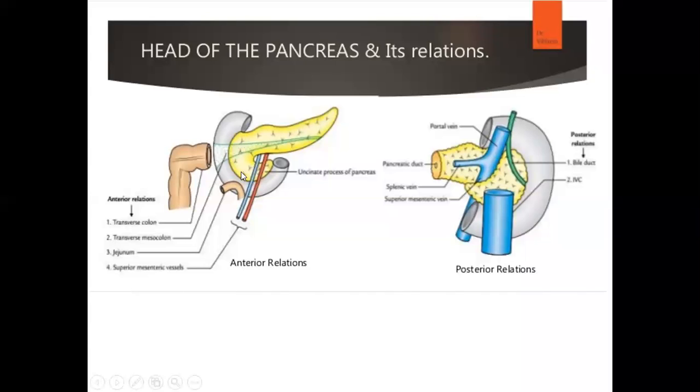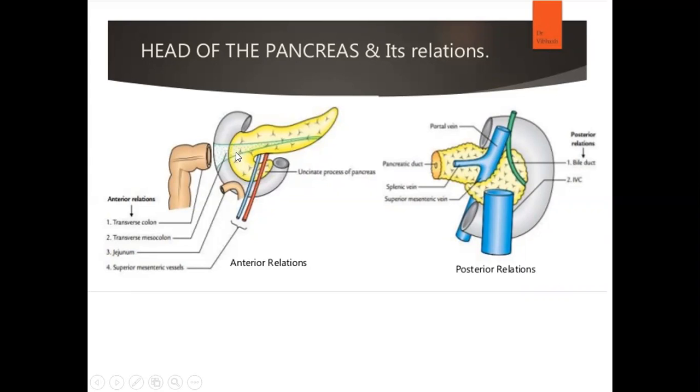The head of the pancreas lies in the concavity of the C-shaped duodenal loop, and from the head there is a hook-like projection which runs towards the left, that is the uncinate process of pancreas. It has also two surfaces, anterior surface and the posterior surface.